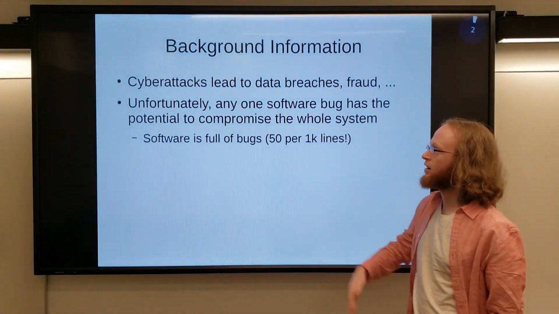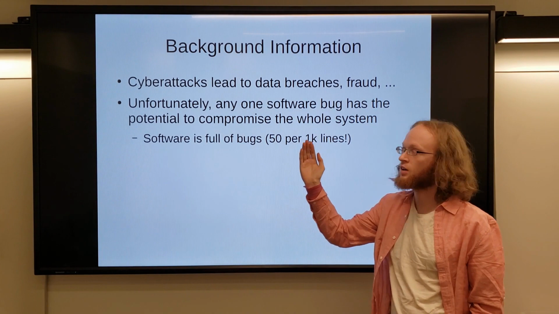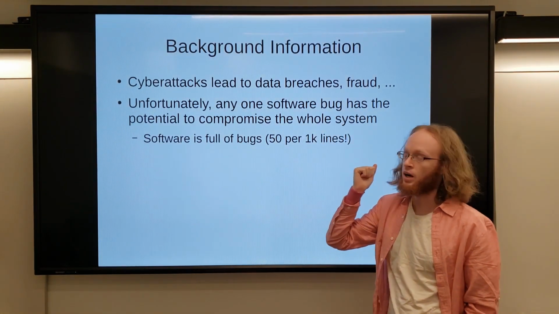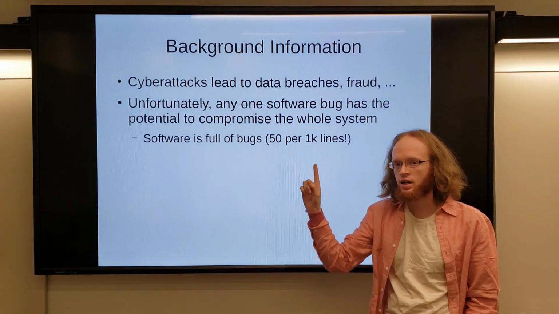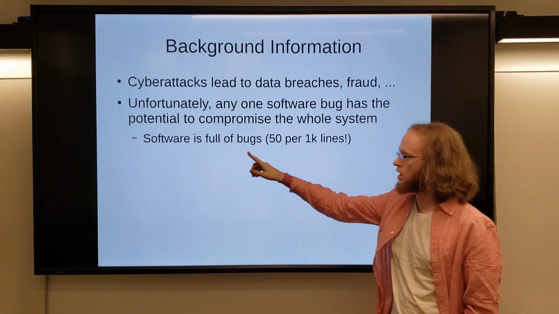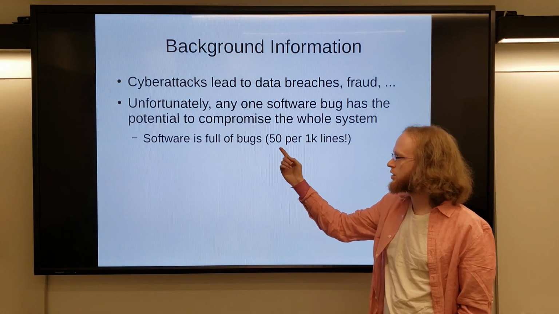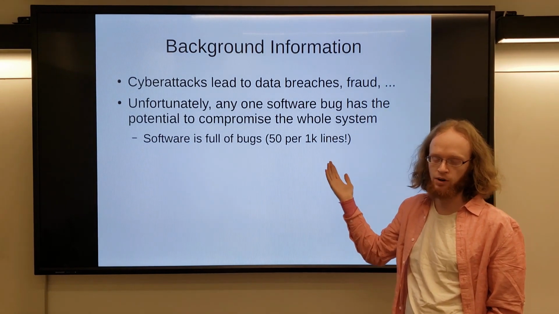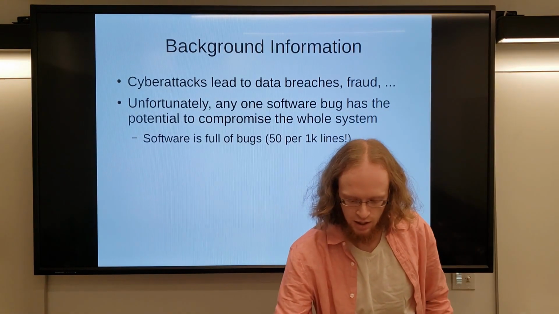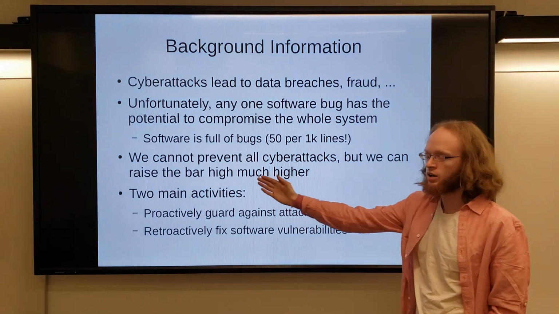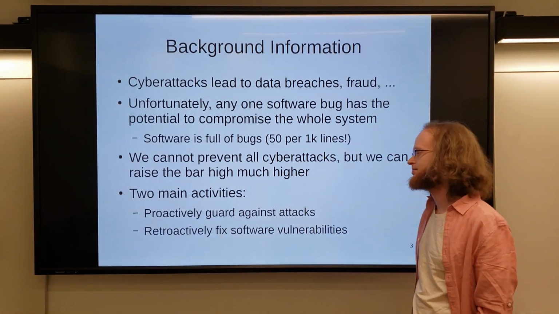So we're all quite aware that cyber attacks can lead to a lot of negative consequences, like financial fraud and data breaches. But unfortunately, it only takes one software bug to compromise an entire system. And software is full of bugs. On average, there are 50 vulnerabilities, 50 bugs per 1,000 lines of deployed production code. So it's kind of a lost cause to try to prevent all cyber attacks, but we can try to raise the bar much higher for an attacker.